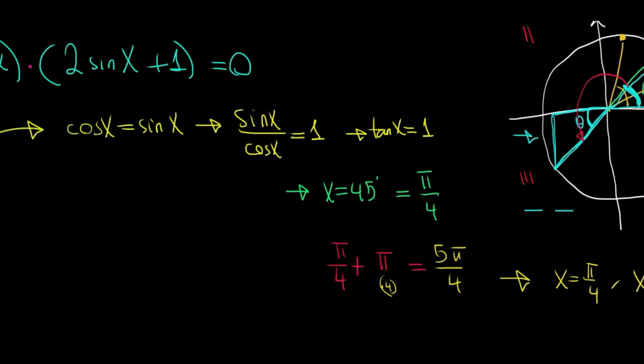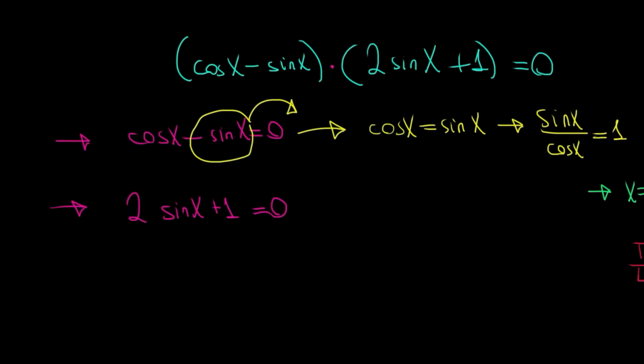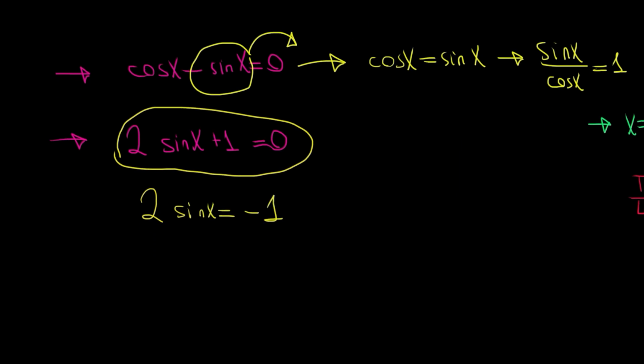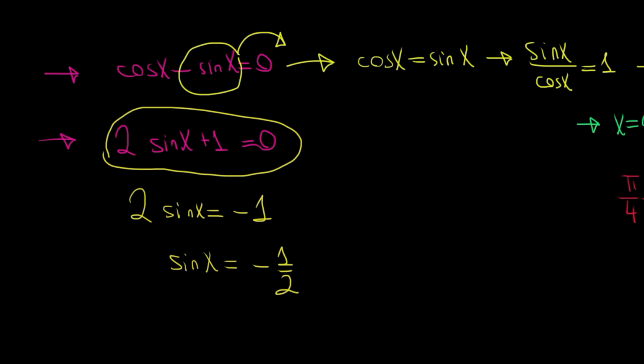Now, for the other bracket, I go back and I will solve it. This one: 2 sin x plus 1 equals 0. Make sin x the subject. 2 sin x equals minus 1. And then sin x equals minus 1 over 2. Okay, minus 1 over 2. Now the sin must be minus 1 over 2.